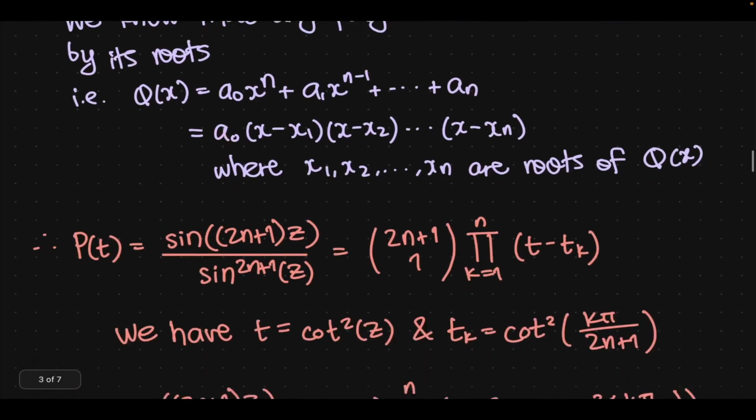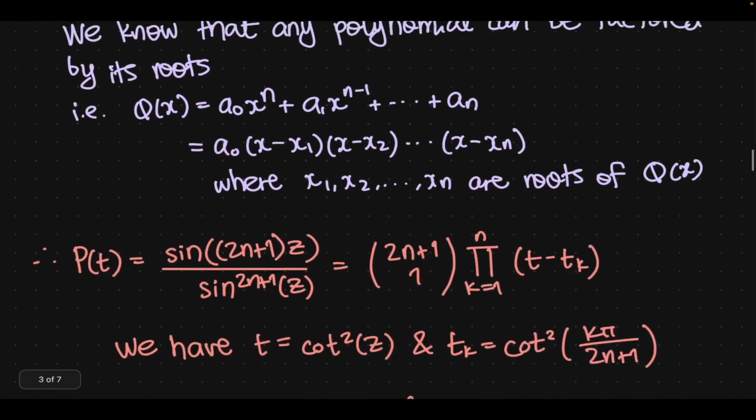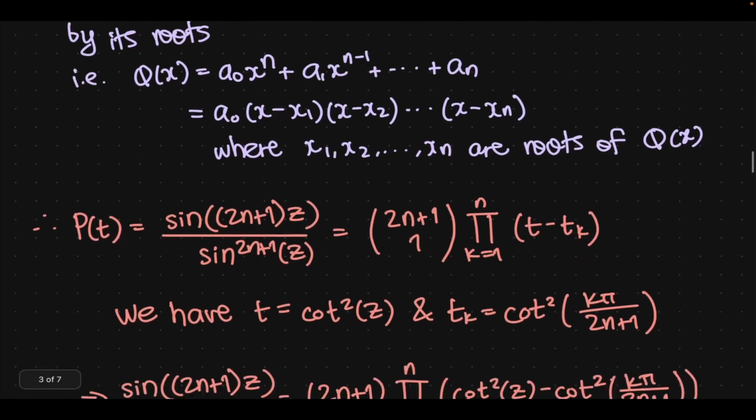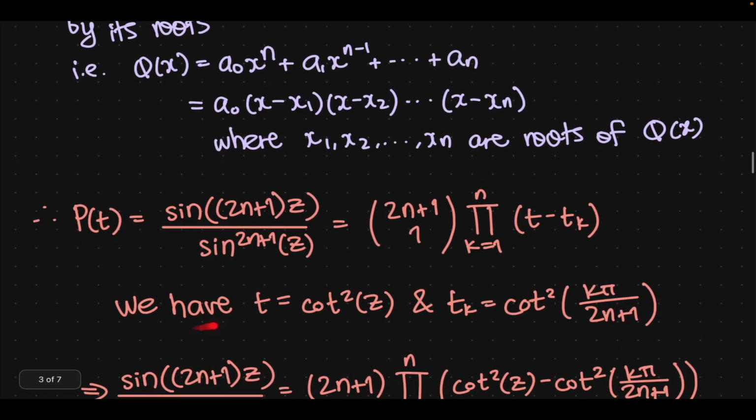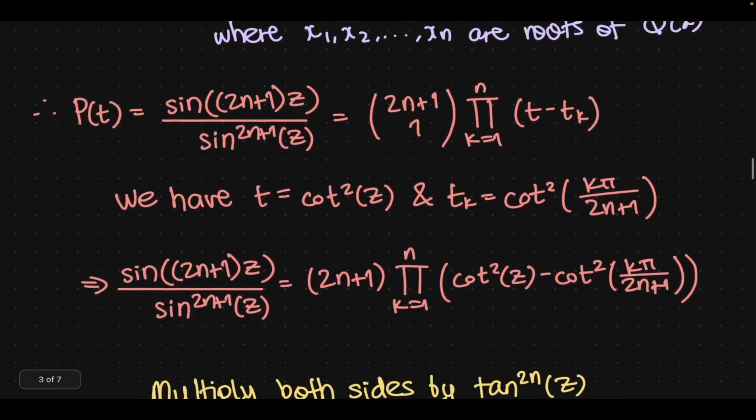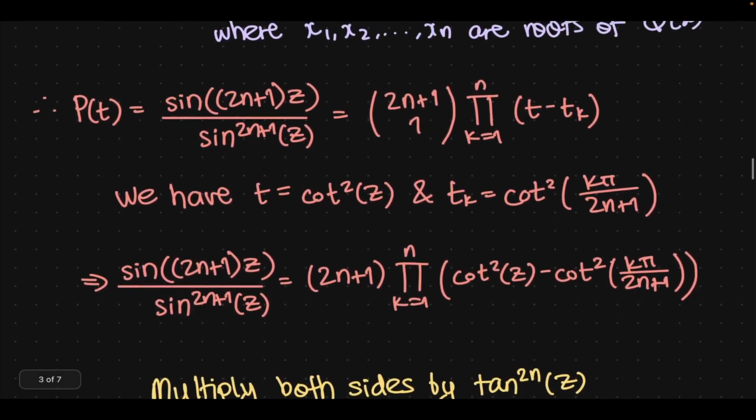That's the a naught. So we can write that out, and then we can factor the rest of it out as a product from k equals 1 to n of t minus t_k. But we can again plug back that t equals cotangent squared of z, and t_k equals cotangent squared of k pi over 2n plus 1, where k is between 1 and n, both inclusive. So therefore we end up having 2n plus 1 choose 1, which is just 2n plus 1, times the product from k equals 1 to n of cotangent squared z minus cotangent squared k pi over 2n plus 1.